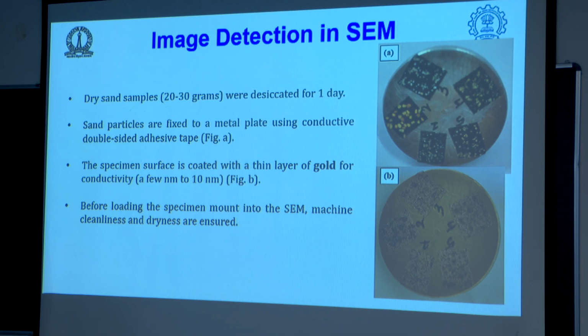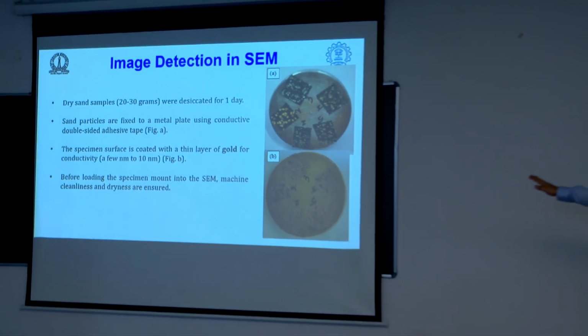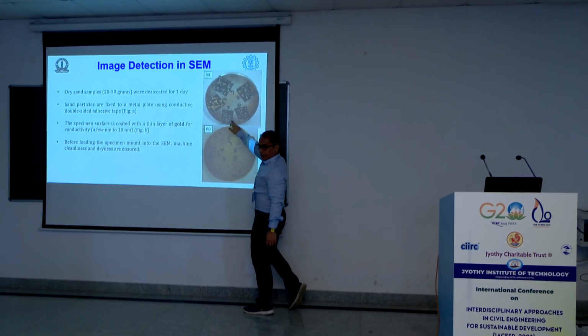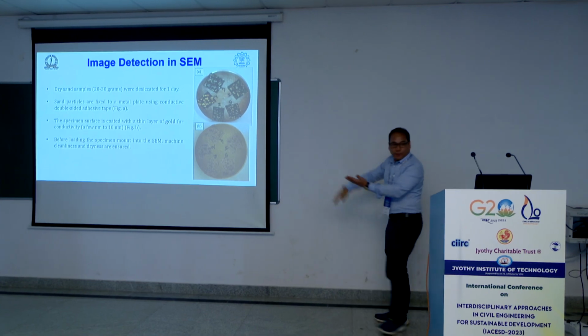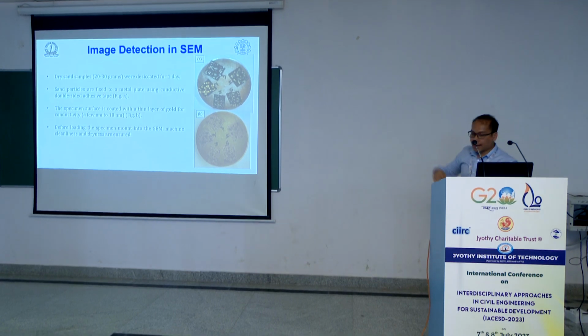Now for sample preparation under the scanning electron microscope, first 20 to 30 grams of soil sample is taken and it has to be kept for desiccation for 1 day, 24 hours. Next, these sand particles are firmly fixed to the specimen mount, which you can see here, a metal plate. The specimen has to be fixed there by a conductive double-sided tape. On that, the particle has to be fixed, which is shown here on this slide.